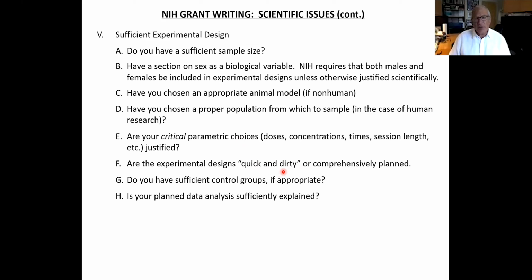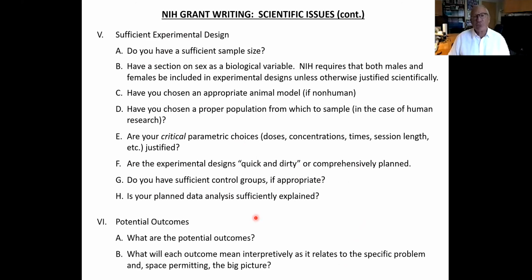Are your experimental designs quick and dirty, or are they comprehensively planned? Obviously, the latter would be better. Do you have sufficient control groups if appropriate? And is your planned data analysis sufficiently explained? If you stumble on these, and there's probably some others, like I said, that are more specific to your problem, it's going to be recognized in the summary statement.